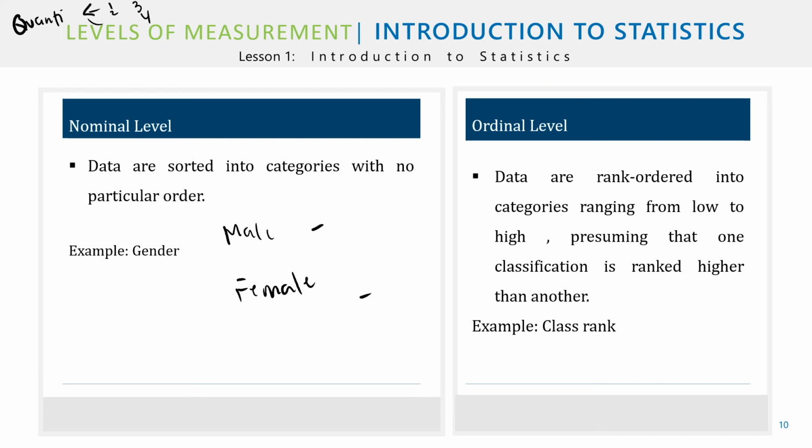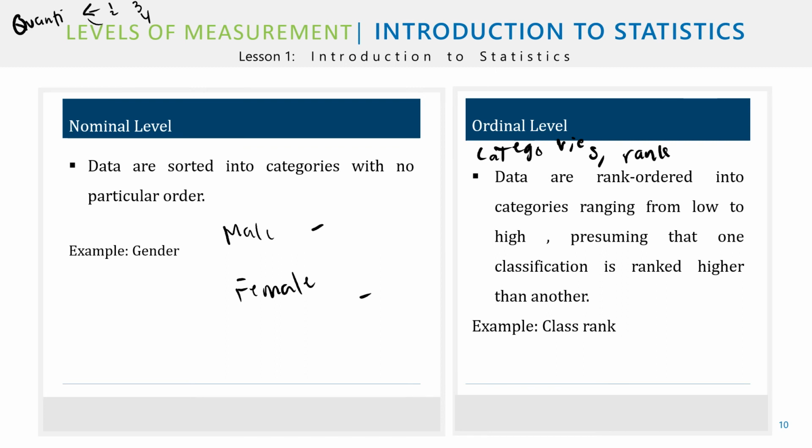Next, let's move on to the ordinal level. The ordinal level has categories, and at the same time it has a ranking, ranging from low to high. So the criteria for ordinal is that there are categories and, at the same time, they are ranked.